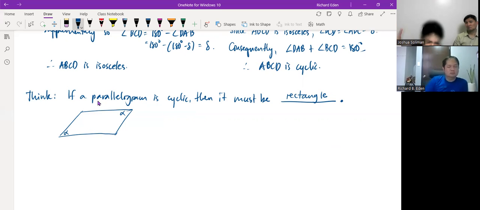So the only possible combination is for alpha, alpha, alpha to... how will I argue this? 360 minus three of the same angles. Or maybe there's a way to argue that three of the same angles must be 90 degrees. I don't know. Okay, so why don't you think about it and then present your argument?